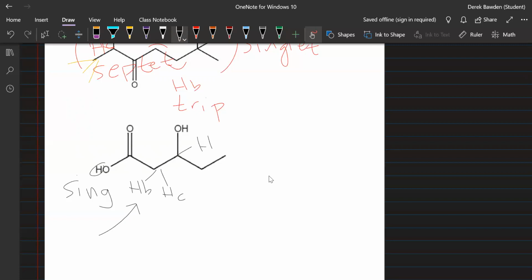Okay, kind of a tricky one. It is a triplet, okay? Because you have HC as HB's neighbor, and you also have HD, which is this hidden hydrogen that's within 3 sigma bonds as well. So HB and HD, right? So that's going to be a triplet. HC is going to be identical, a triplet, because HB is its neighbor and also HD.